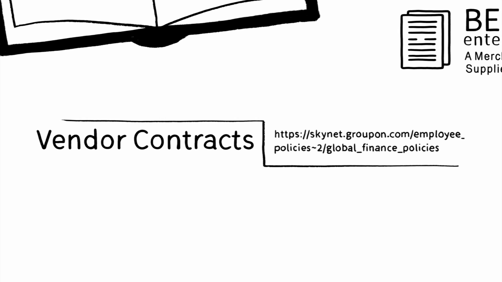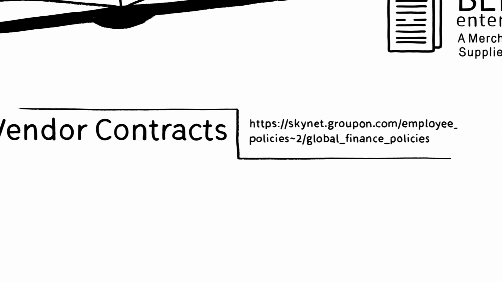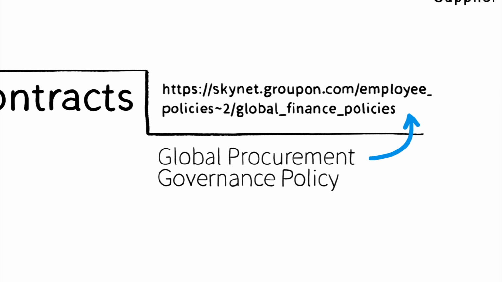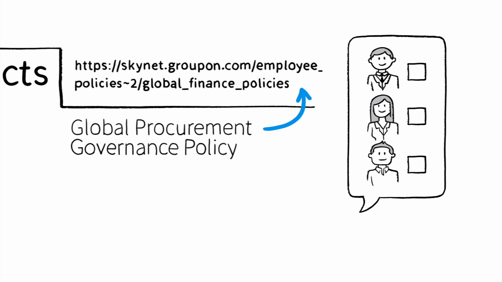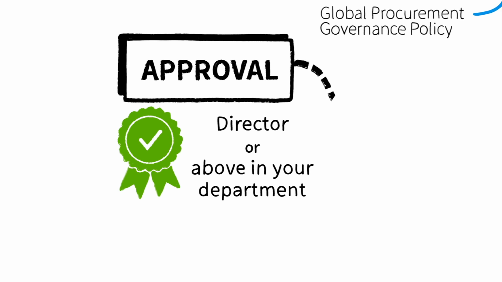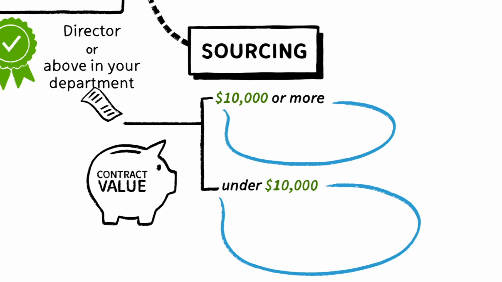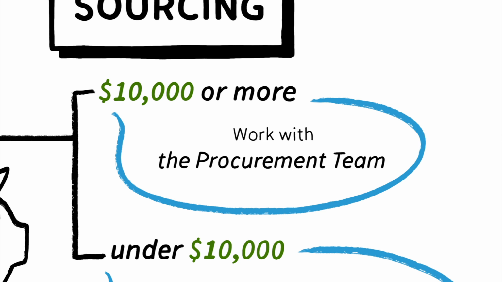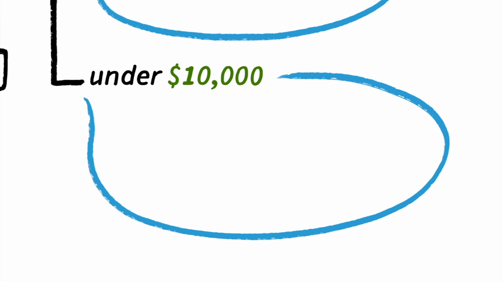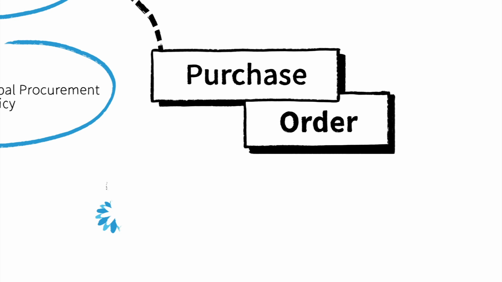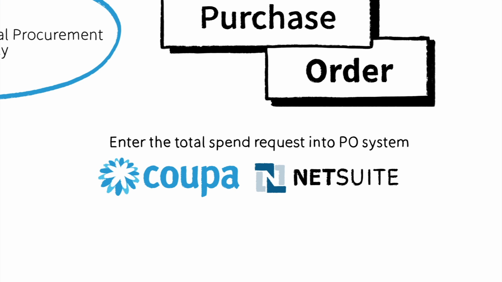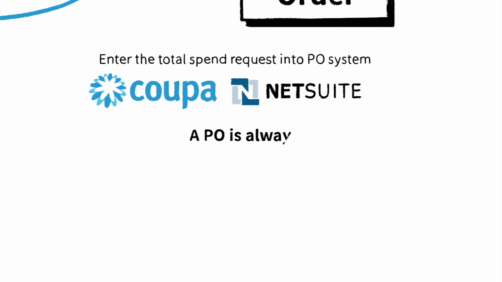For vendor contracts, please follow this process, which is also outlined in the Global Procurement Governance Policy. You must complete all applicable steps of this process and obtain all necessary approvals before entering into a vendor contract. Get approval for the expense from a department leader. If the total contract value is $10,000 or more, work with the procurement team. If it's under $10,000, consult the Global Procurement Governance Policy. Enter the total spend request into the PO system to obtain finance approval. A PO is always required.